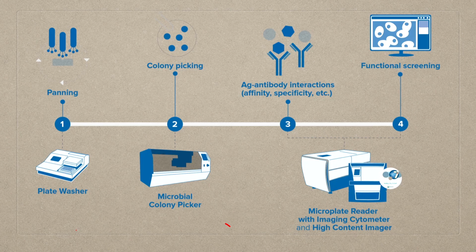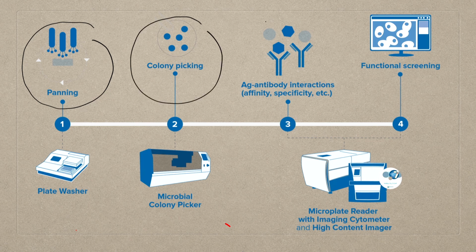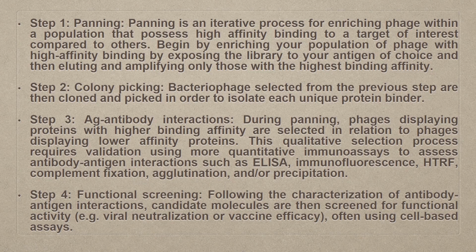Okay. So, now how it works is something like this. You have a panning process using a plate washer, then you have colony picking, step 2, then you have antibody interaction or affinity interaction, and then the functional screening. And of course, you have all the different technologies in order to rapidly do the process.